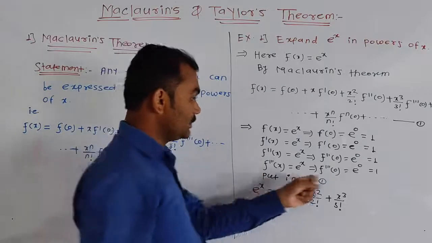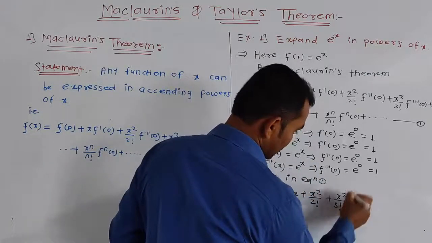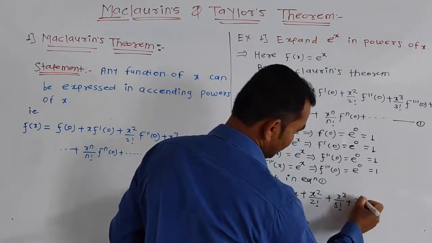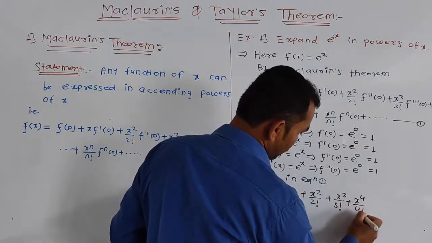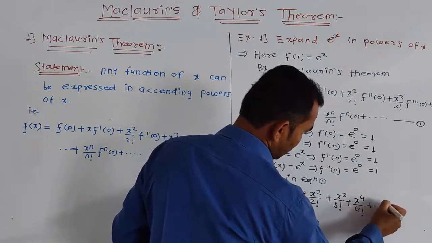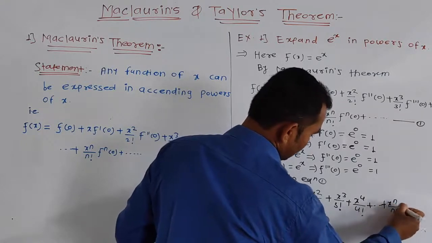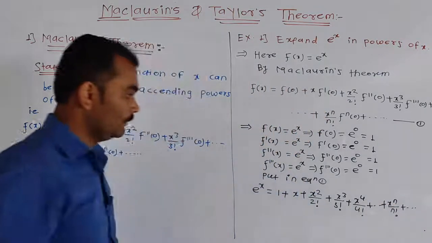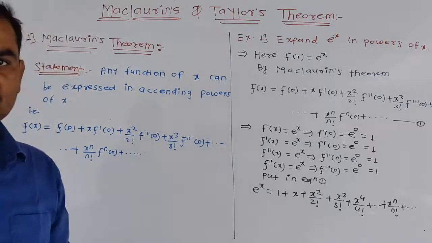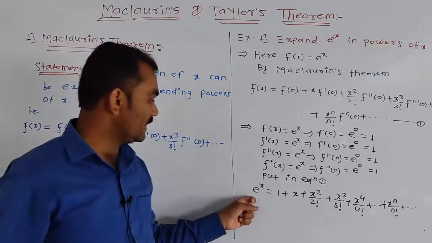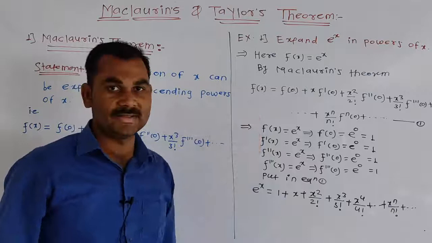then the value of f triple dash of 0 is also 1, plus, then for the next, what will we get? Same pattern, x raised to 4 upon 4 factorial plus dot dot dot, for the nth term x raised to n upon n factorial plus dot dot dot. We get the expansion of e raised to x by using the Maclaurin series.